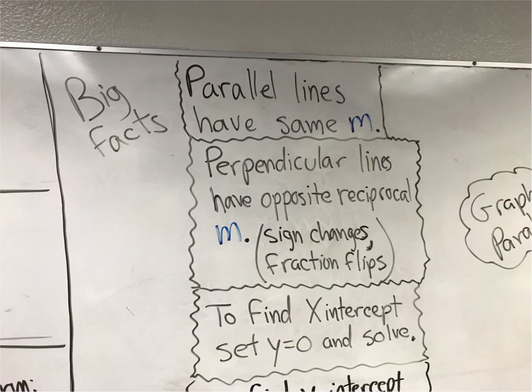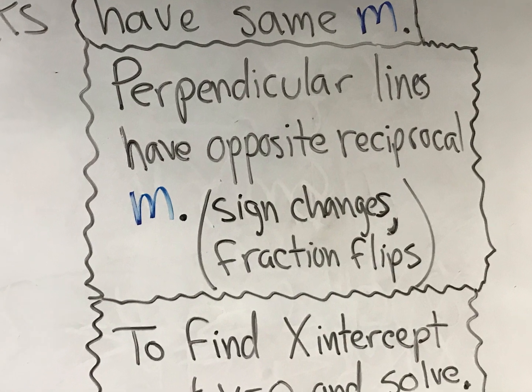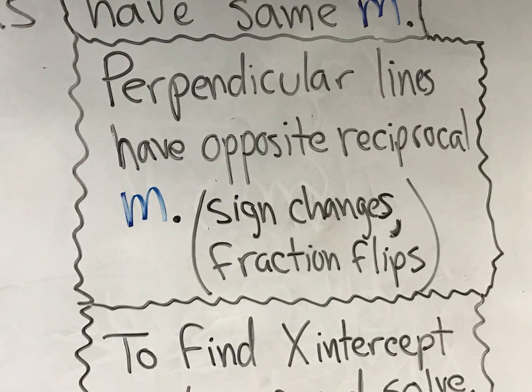Well, once again, on the wall right there, it says perpendicular lines have opposite reciprocal slopes. So whatever slope you see on that other equation, you got to change the sign and flip the fraction. Okay, change the sign and flip the fraction. So the equation was y equals negative 3x minus 11.